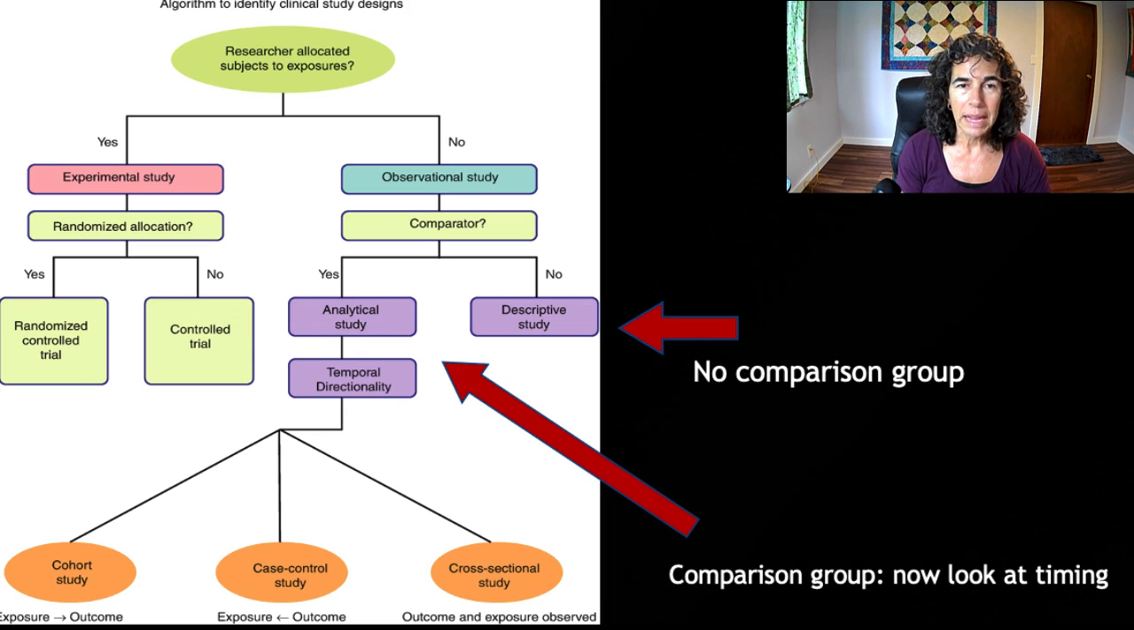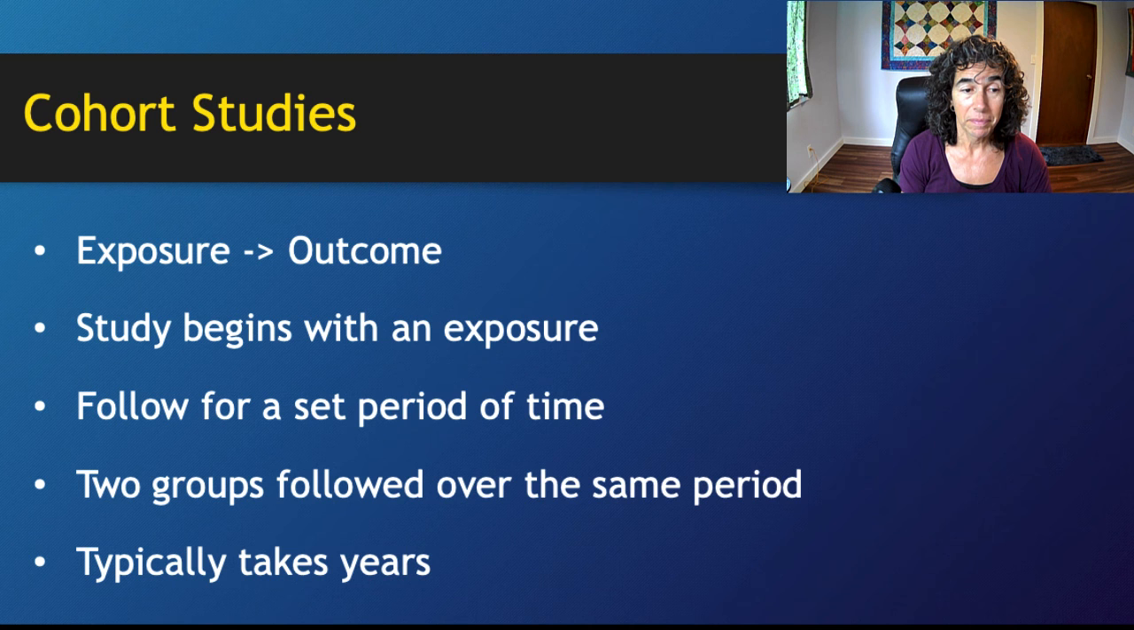All right, and here we are back on our chart with a descriptive study with no comparison group and a descriptive study with a comparison group. And in that study, we would look at timing. So we're going to look at a few different kinds of observational studies.